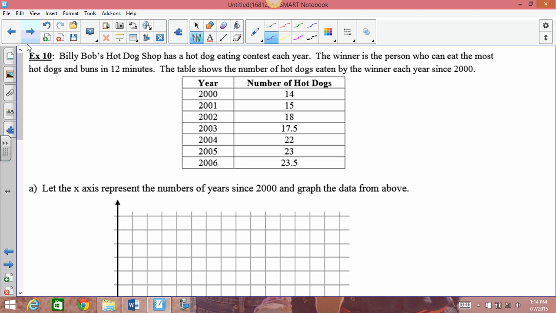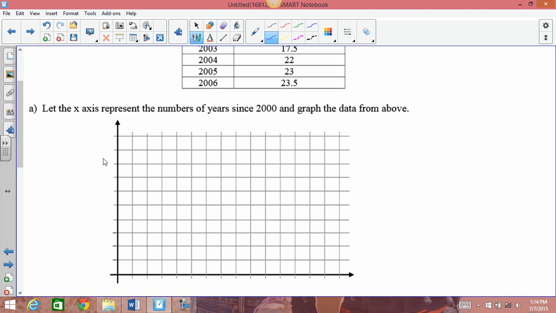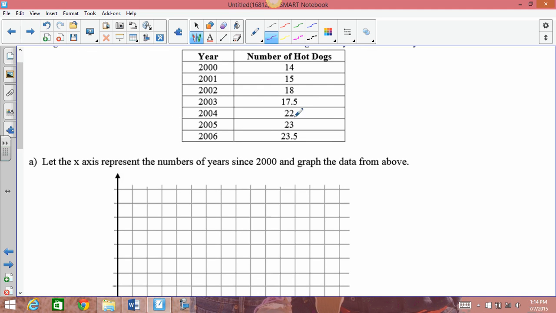Example 10 is exactly like what we were just doing, so that will allow you to run through one where the only thing you would have to do differently is you have to plot this data, but I think you'll have a good representation of what's there on the solution key.